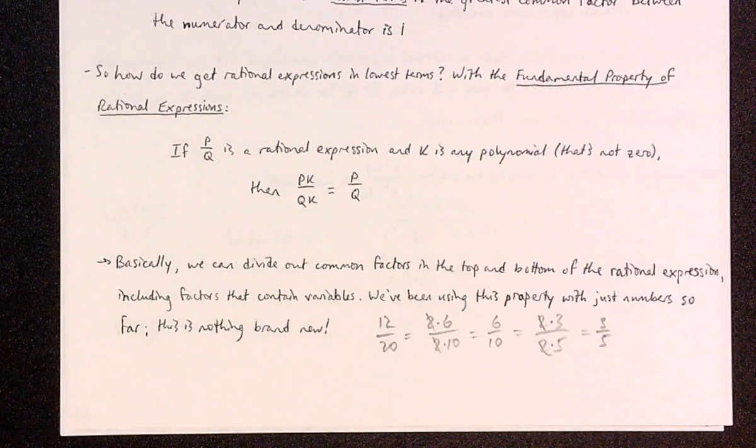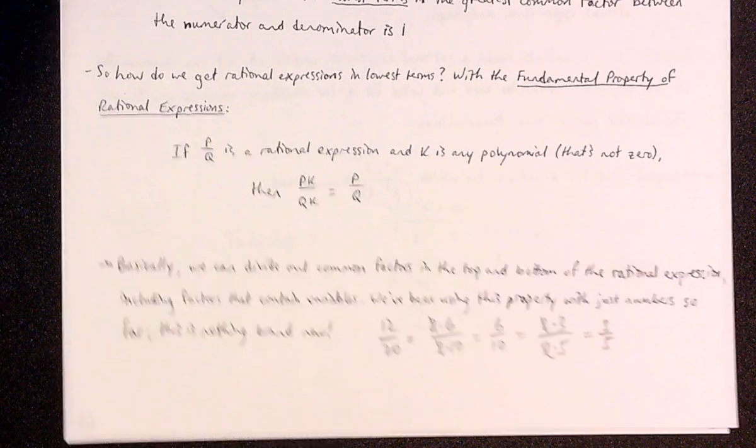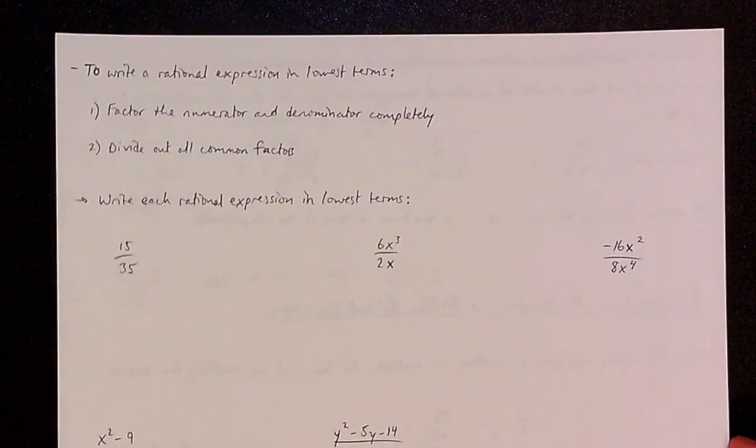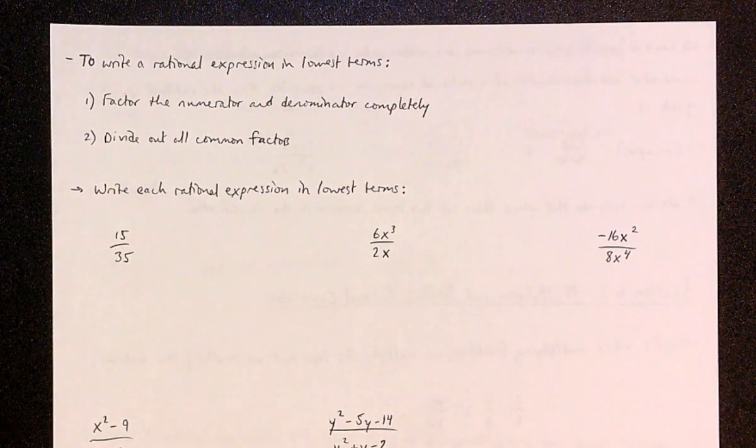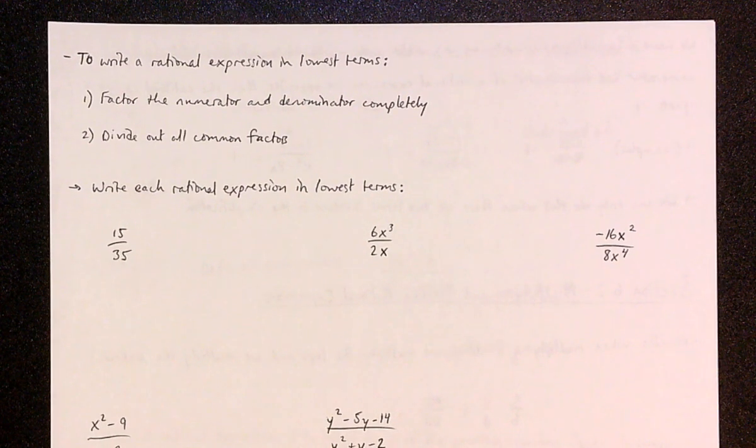And just as a quick recap, this property says that we can divide out common factors that occur in the top and bottom of the rational expression, and now those factors can contain variables. And when we do this, we're getting our rational expression in what we call lowest terms. So to write a rational expression in lowest terms, you just have to factor the numerator completely and the denominator completely, and then you have to divide and cancel out all common factors that occur in the top and in the bottom.